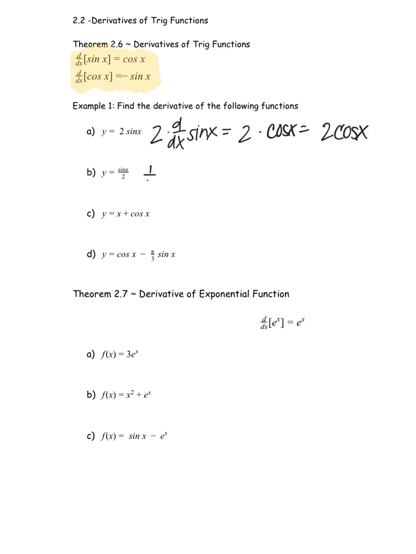Next, we can take out a half times the derivative of sine. That equals 1/2 times cosine. So it's just 1/2 cosine x.